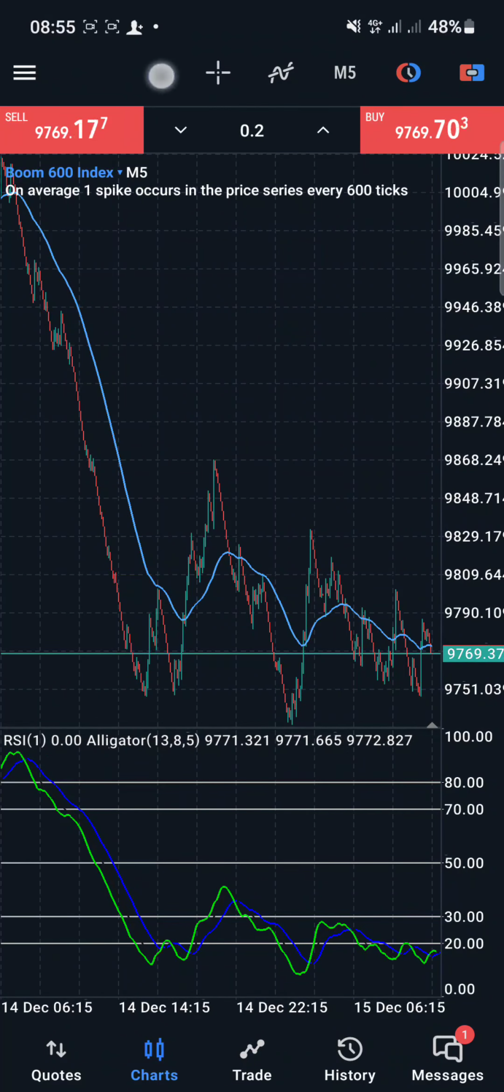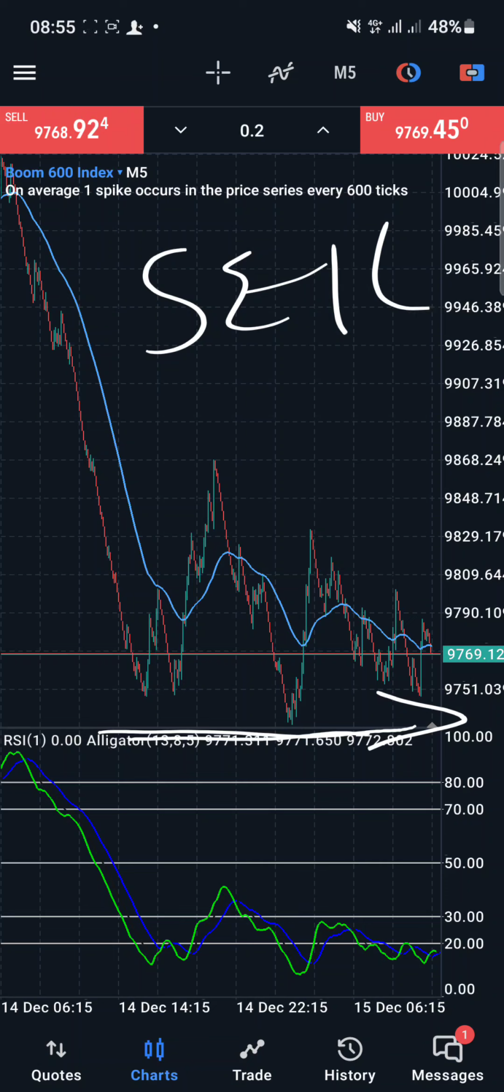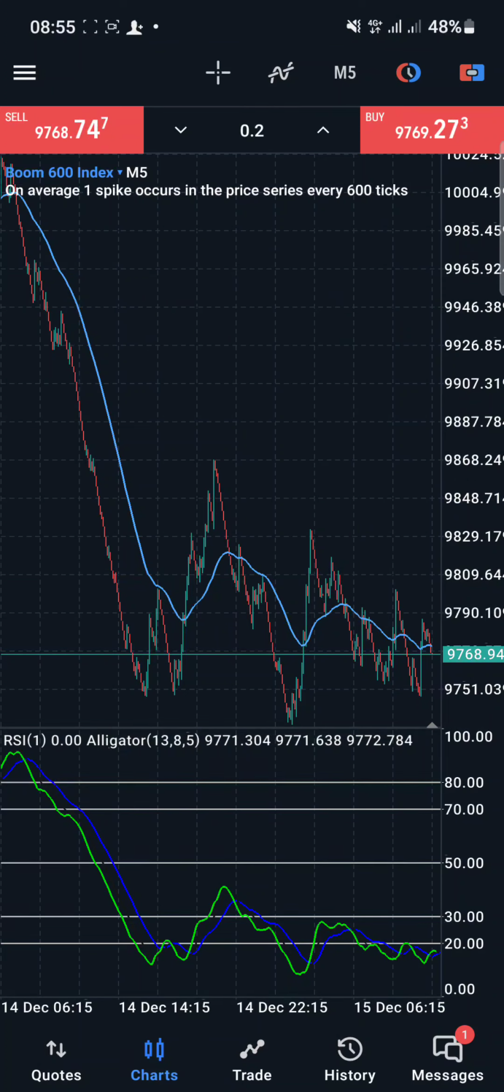So guys, at this point, since it has oversold, we are expecting a change in the direction of the trend, but that is if it does not break out below this support zone. Once it breaks out below this support zone, then you should expect more sell. But if it does not break out below this support zone, then definitely it should be a buy. So you guys should watch out for this.